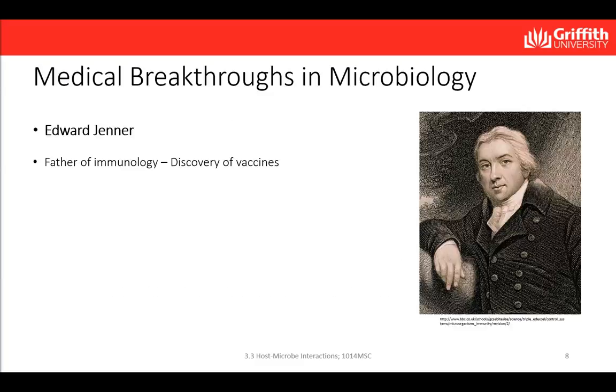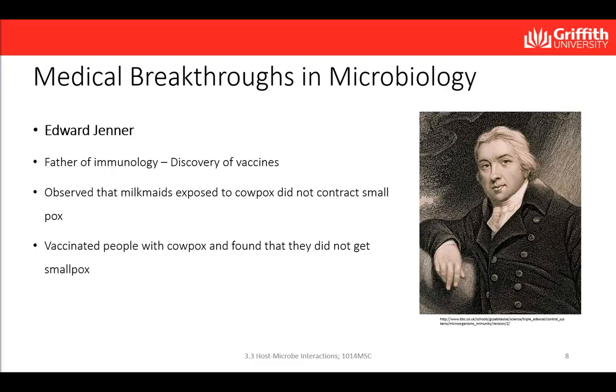Edward Jenner is considered to be the father of immunology. He is credited with implementing the world's first vaccine. Jenner was the first to notice that milkmaids exposed to cowpox did not contract smallpox. Cowpox is a similar but much milder form of smallpox. In light of this observation, Jenner vaccinated or infected people with cowpox and found that they did not contract smallpox.